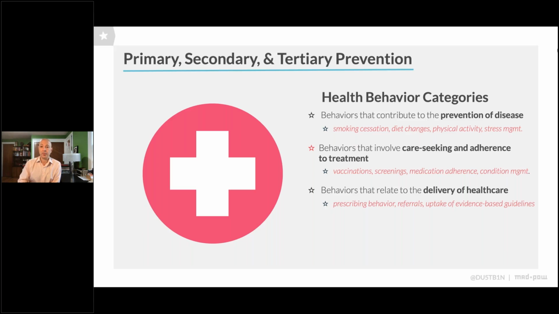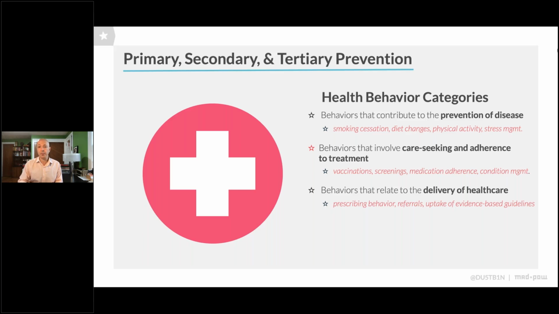So we can think about things like vaccinations and, will people get a COVID vaccination when it's ready? Screenings, attending essential screenings for health so that we can detect problems early and treat them so that they don't progress at quite a rate that they might. And then we can think about things when we have chronic or acute illnesses, treatments and condition management and medication adherence. So care seeking and adherence to treatment, we can think about those categories, as well as behaviors that relate to the delivery of healthcare.